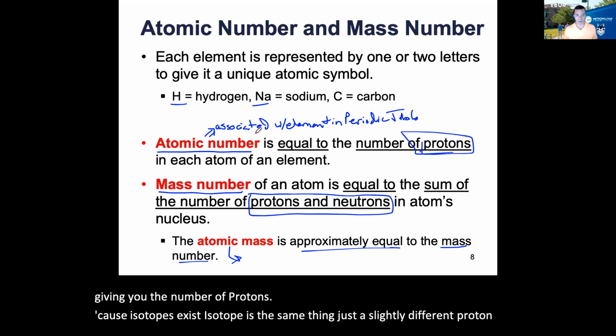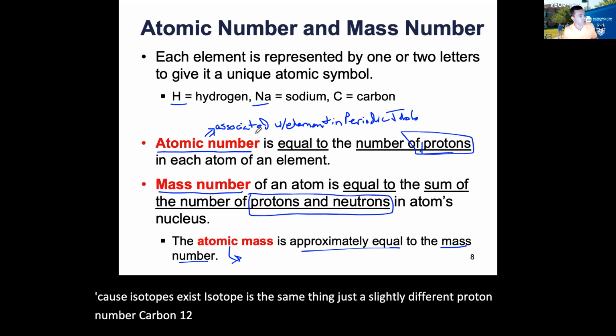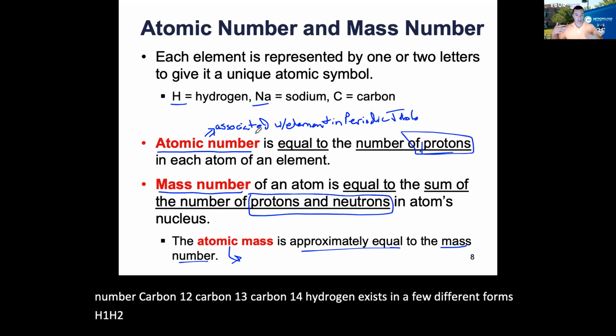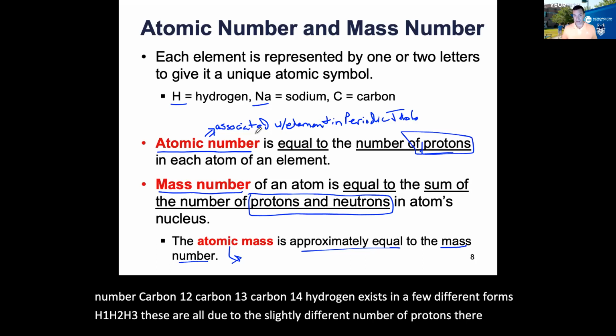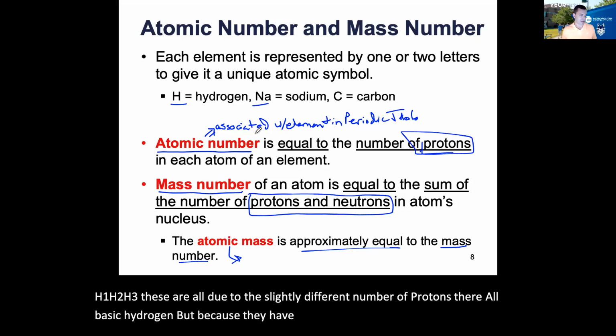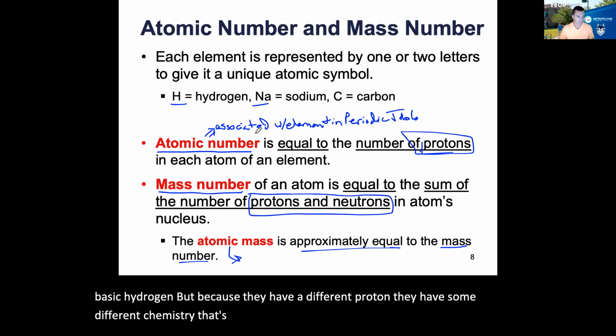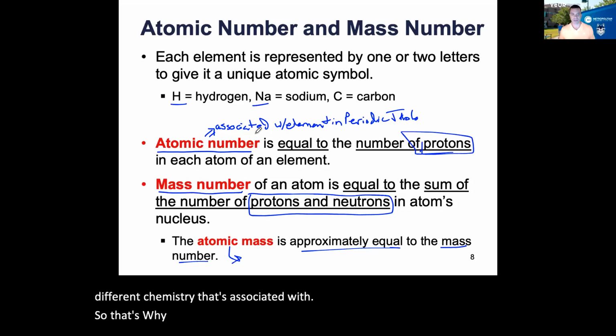Carbon 12, carbon 13, carbon 14. Hydrogen exists in a few different forms, H1, H2, H3, right? These are all due to the slightly different number of particles, right? They're all basic hydrogen, but because they have a different makeup, they have some different chemistry that's associated with them. So that's why we talk about these numbers here, all right?